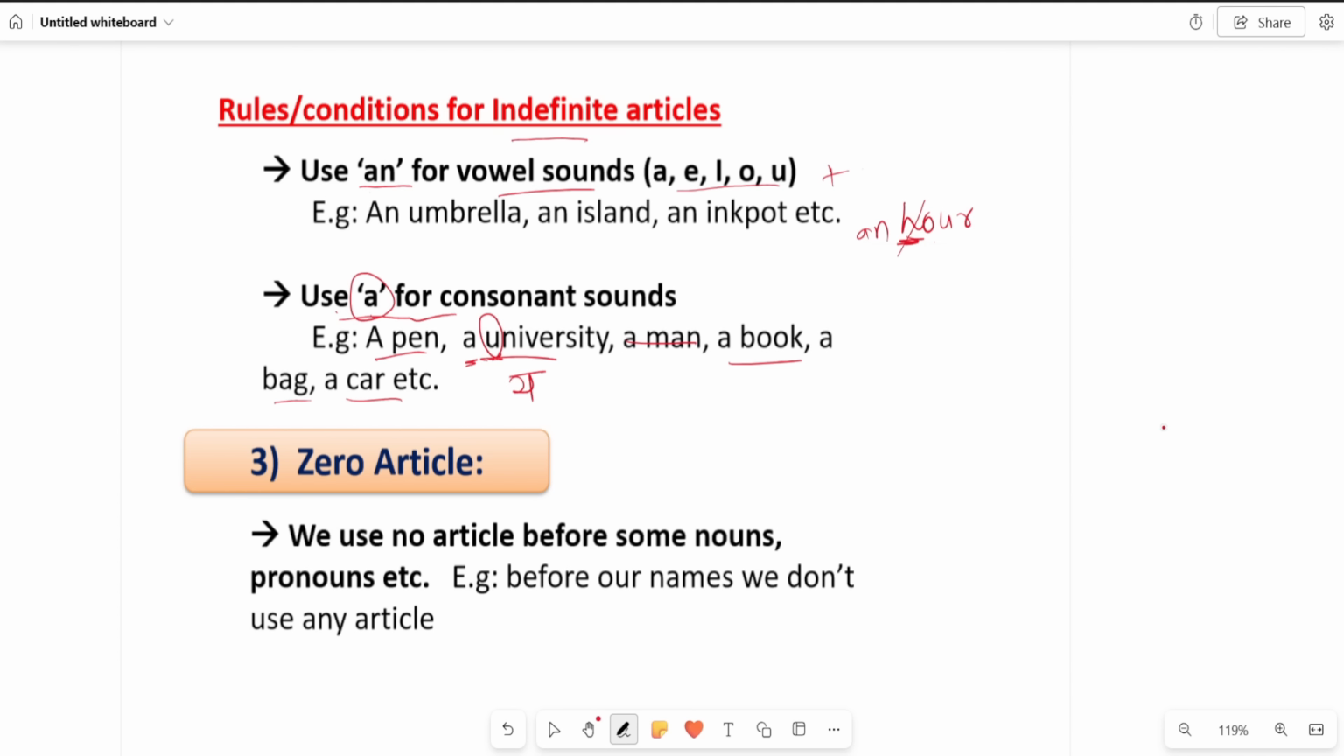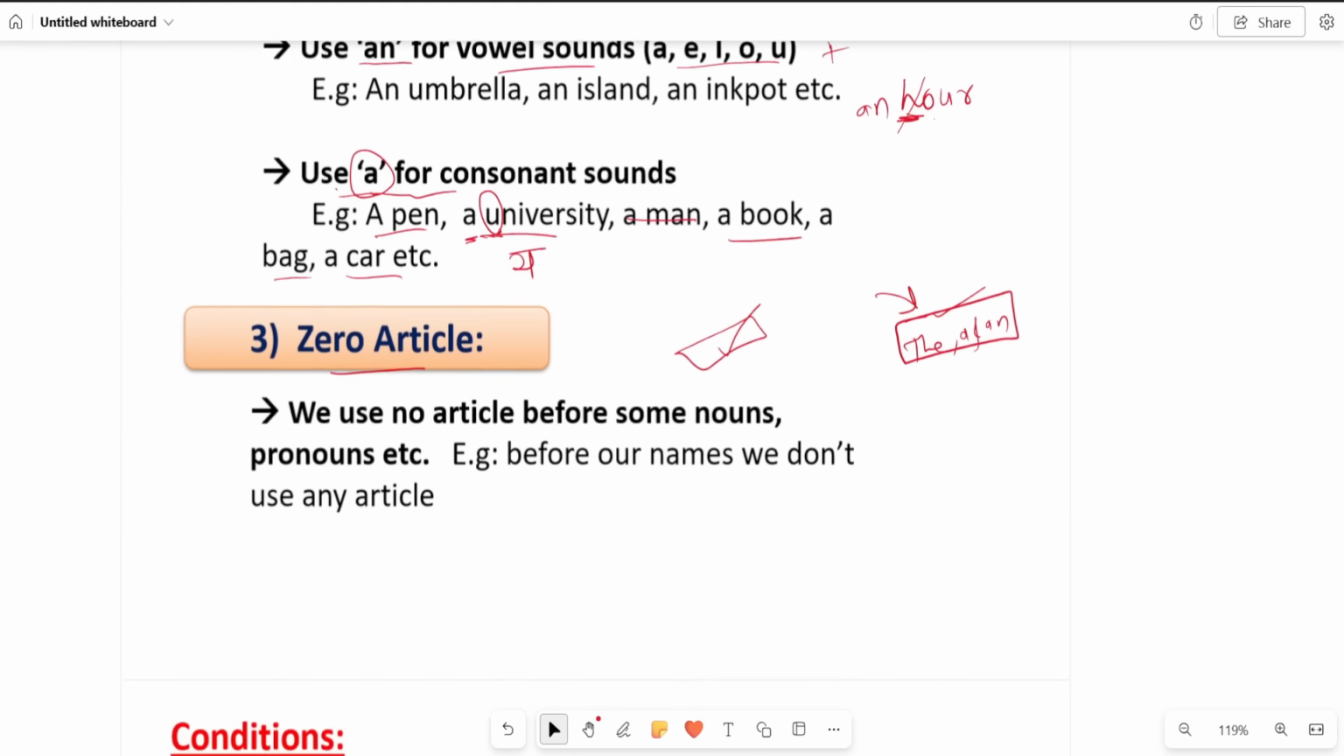Now see, the third one is zero article. Why are we studying this today? Because once we understand what not to use somewhere, we will understand the other rules very easily, isn't it? So we have "the" and "an", right? But before studying them, if we understand where we can't use any article, it will be very easy to understand "the" and "an". That's the reason today we are studying zero article.